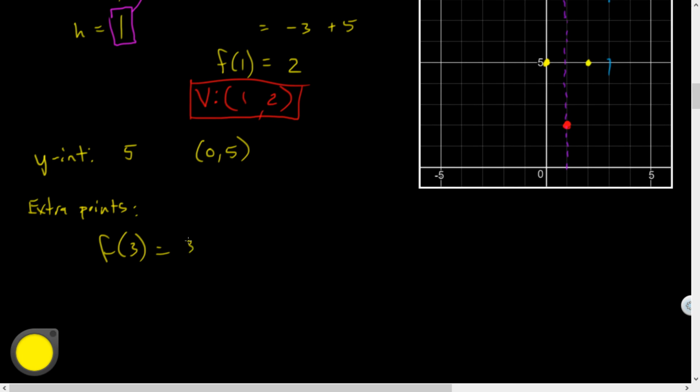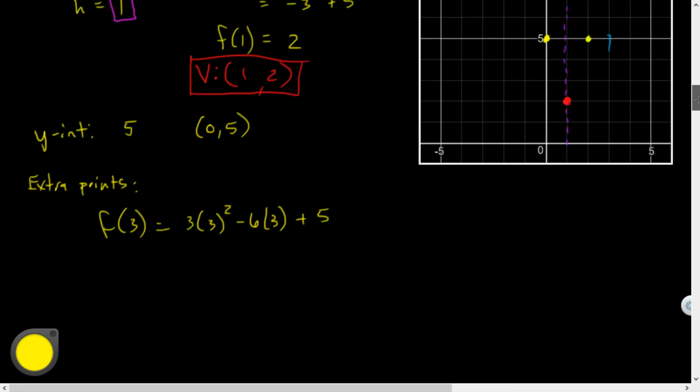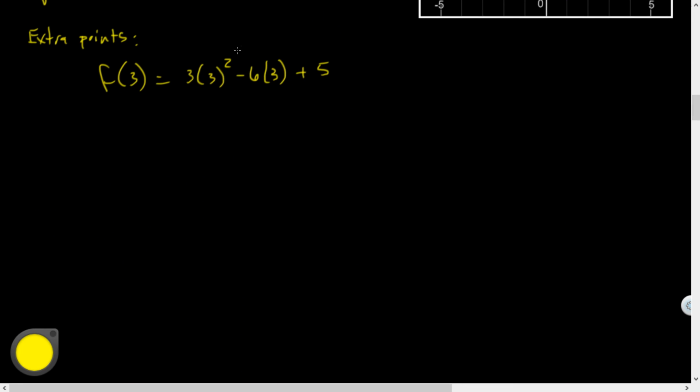f of 3 is going to be 3 times 3 all squared minus 6 times 3, and then what was it, plus 5? Did I have the right equation when I plug in 3? Yeah. 3x squared minus 6x plus 5. And this is where it's a little bit table of values, but we've at least been finding out most of the information of our graph somewhat intuitively. 3 squared is 9. 6 times 3 is 18. Plus 5. And I'm going to get 3 times 9 is 27.